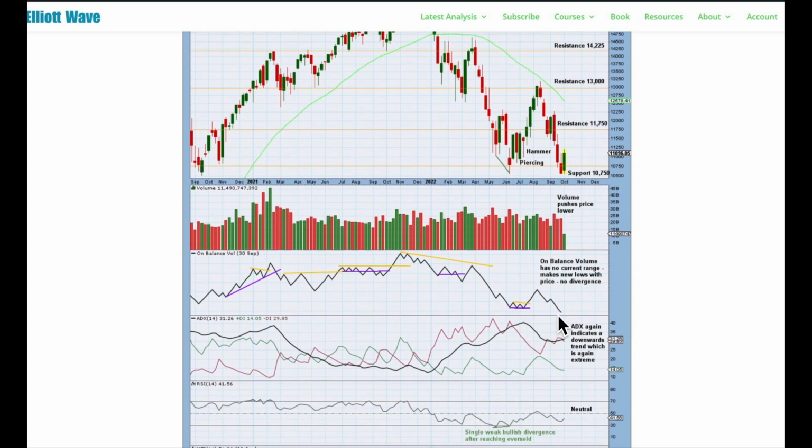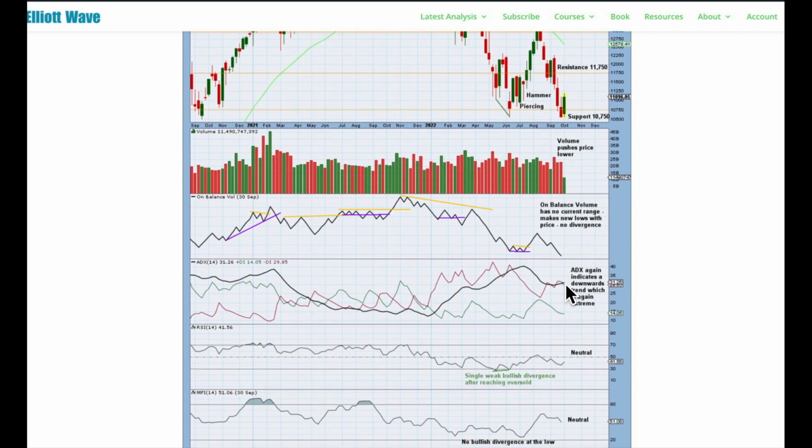On balance volume has no current range. It's making lows with price on a closing basis. There's no divergence. ADX again indicates an upward trend. This is a look for the end of a movement. We see the 3rd wave gets extreme, ADX declines for a 4th wave, and it starts to increase, showing a trend again for the 5th wave. This is not a strong signal though. Not a particularly strong bearish signal. That's this kind of look.